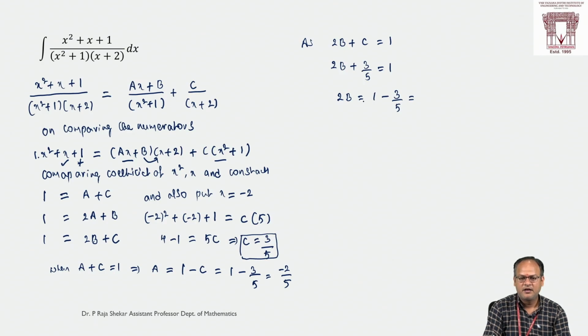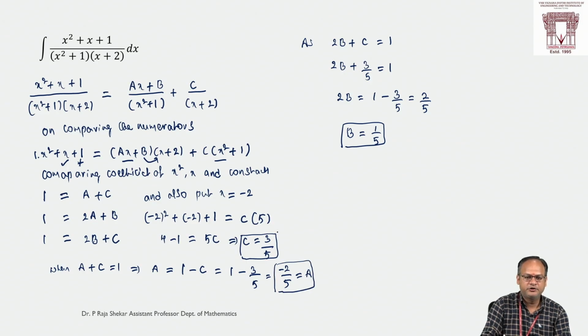So what is 1 minus 3 by 5? It is 5 into 1, 5. 5 minus 3 is 2. It is 2 by 5. So when 2b is equal to 2 by 5, b is equal to 1 by 5. Now we got all the values. B as 1 by 5, A as minus 2 by 5, C as 3 by 5.